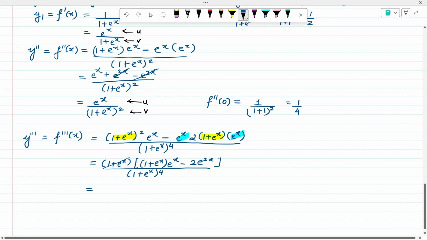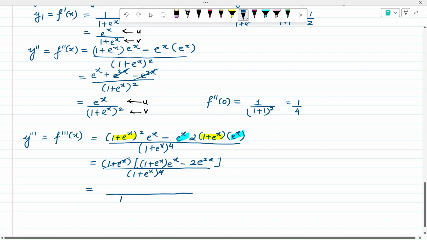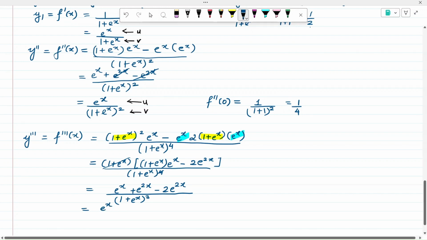Now understand, in the numerator there is one factor and in the denominator there are 4, so 1 will get cancelled and we'll be left with 1 plus e raised to x the whole cube. Numerator will become e raised to x, e raised to 2x minus 2 e raised to 2x. So on simplification, it becomes e raised to x as it is minus e raised to 2x upon 1 plus e raised to x the whole cube.